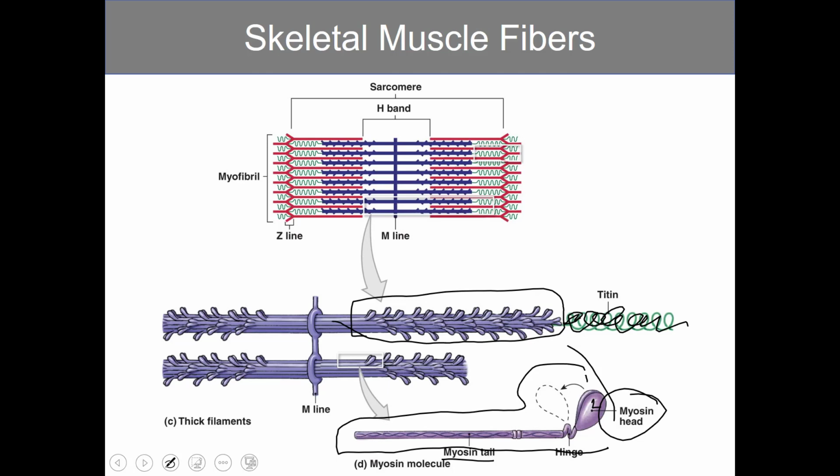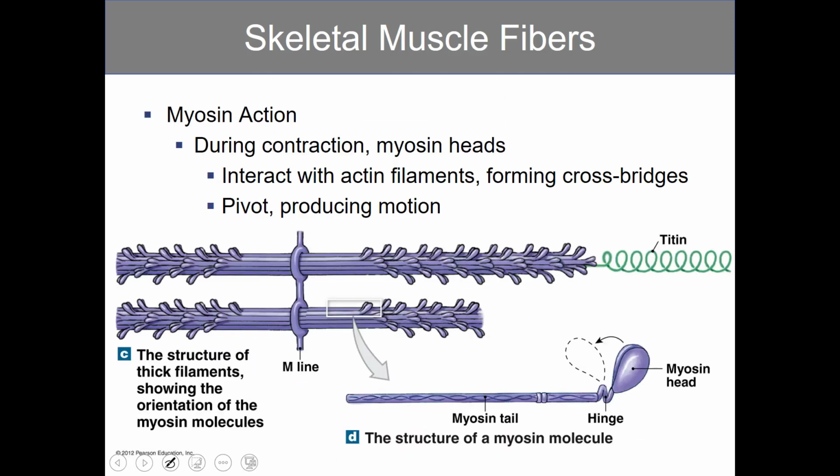So that makes up the thick filaments, and we see the thick filaments right here. And lo and behold, the thin filaments, the red fibers, are the actin. And you can see that the thick and the thin filaments overlap right here. So the myosin action. During contraction, the myosin heads interact with the actin filaments, forming a structure called a cross bridge, which we'll cover in just a second.